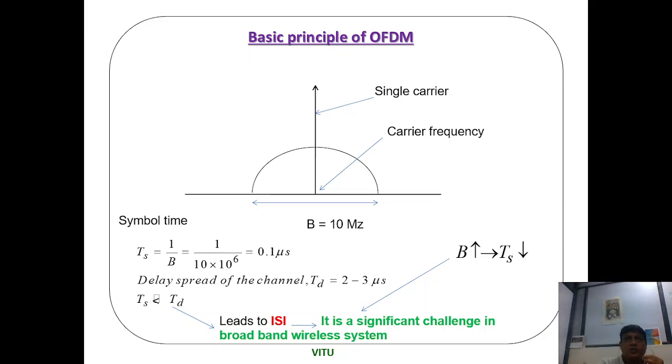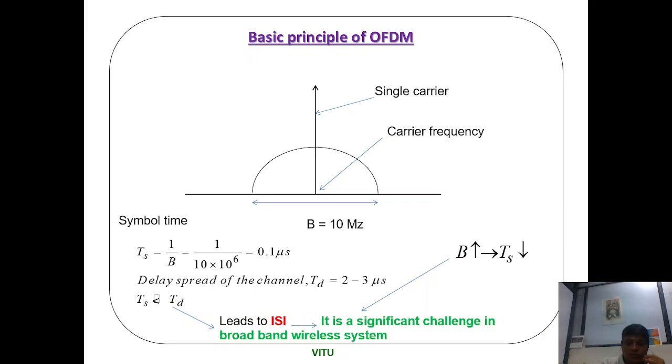when there are multipath components, the time difference between the first and the last multipath delay is called the delay spread. Typically it is 2 to 3 microseconds. Then you can see from the observations that Ts is less than Td. If Ts is less than Td, then it leads to an interference that is called intersymbol interference, ISI.